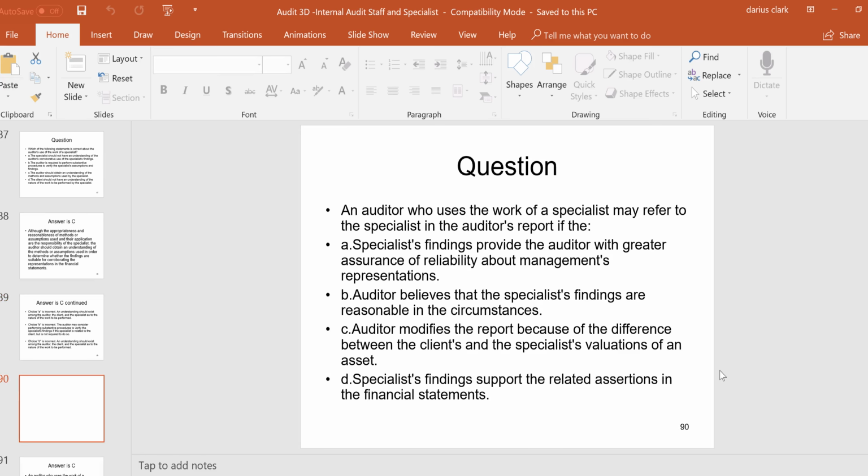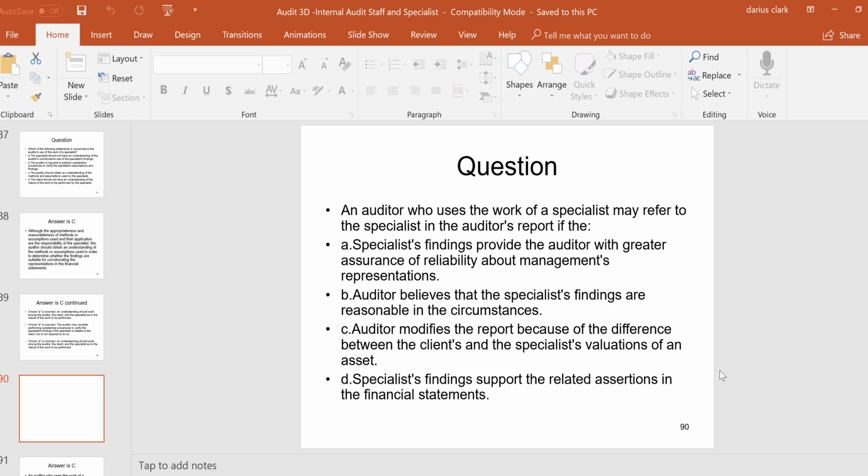90. An auditor who uses the work of a specialist may refer to the specialist in the auditor's report if what? C. Sure. If the auditor modifies the report because of the difference between the client and the specialist valuations of an asset like inventory, like the precious gems. Client says they're worth 200,000, specialist says they're worth more like 2,000. Then we better modify our report.